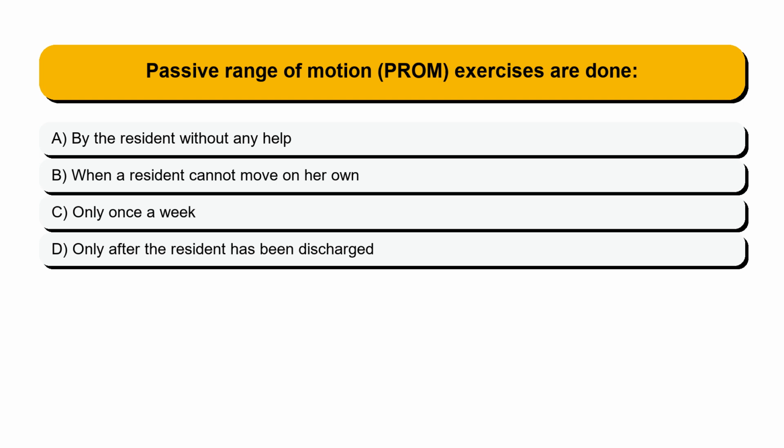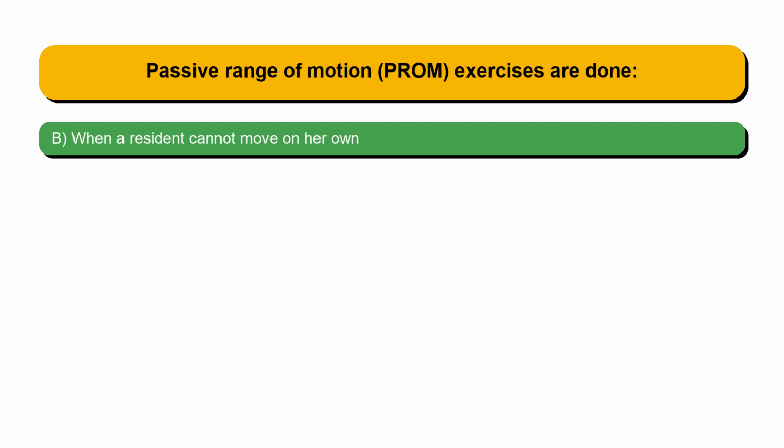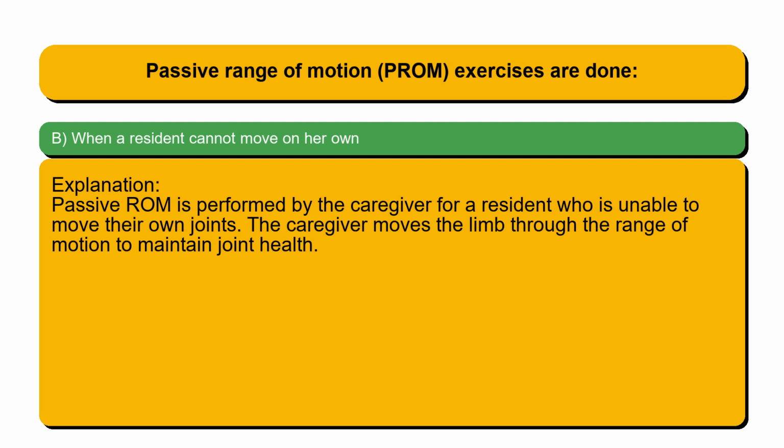Question 91. Passive range of motion, PROM, exercises are done: Option A, by the resident without any help. Option B, when a resident cannot move on her own. Option C, only once a week. Option D, only after the resident has been discharged. The correct answer is option B, when a resident cannot move on her own. Passive ROM is performed by the caregiver for a resident who is unable to move their own joints.